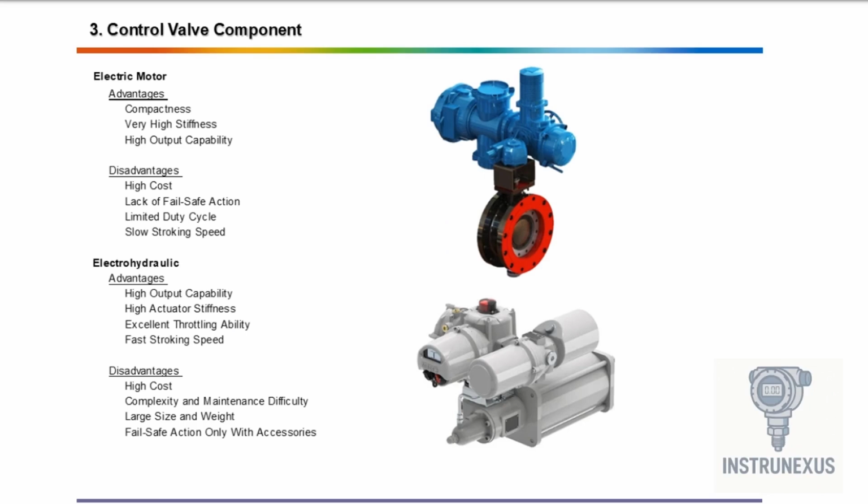For applications that demand even more force and control, electro-hydraulic actuators or similar high-performance systems come into play. Advantages: they offer high output capability, making them ideal for large valves and high-pressure systems. High actuator stiffness ensures excellent control, even in dynamic conditions. Their excellent throttling ability allows for smooth and accurate flow control. And they come with fast stroking speeds, perfect for quick response requirements.